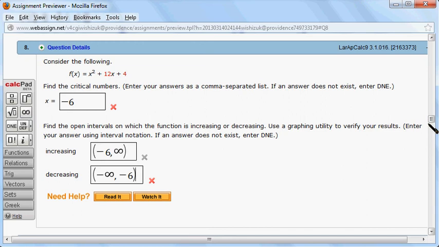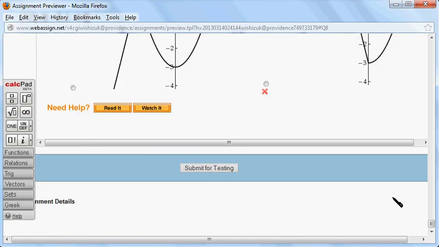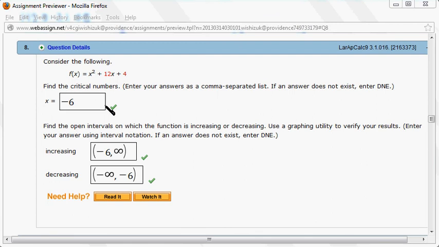So let's check the answer. Okay, it came back and these are all correct. All right, that's it. I hope that this was clear.